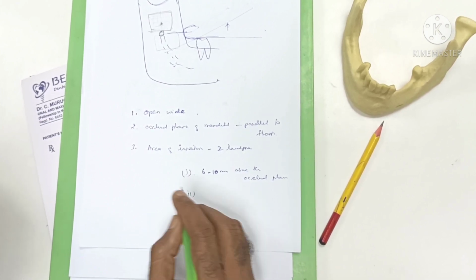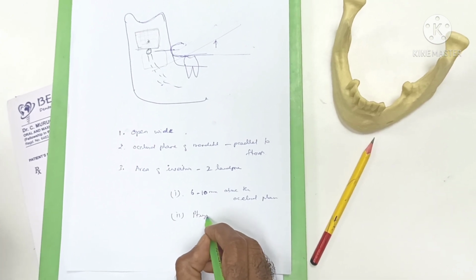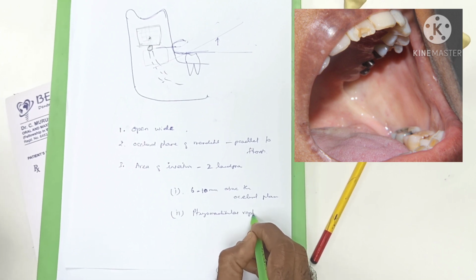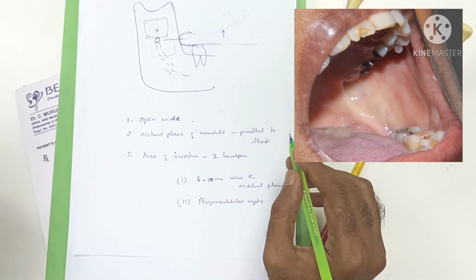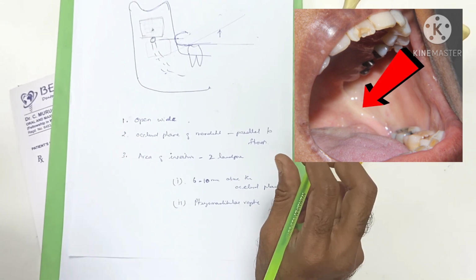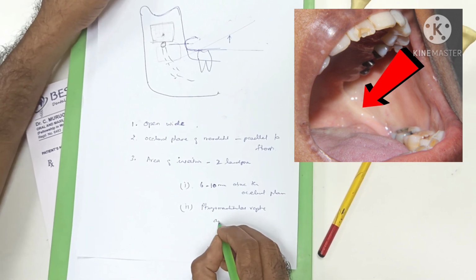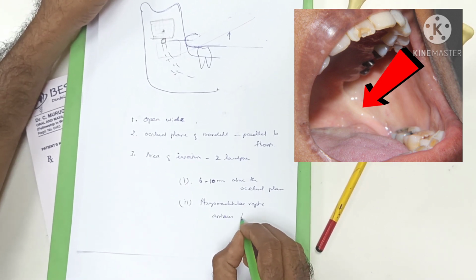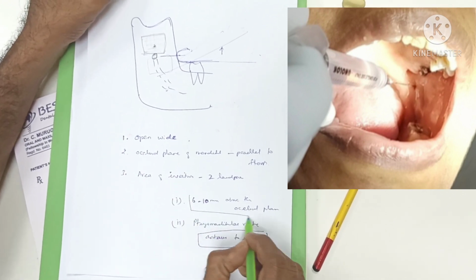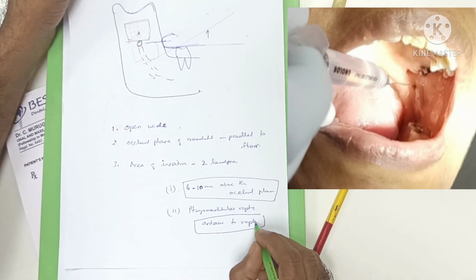The second criterion is anterior-posteriorly, how to determine that. There is something called the pterygomandibular raphe, which runs from the upper 8 region to the lower 8 region. There is a small raphe here. It is very easy to see. It is difficult to miss. Just anterior to the raphe is the second point. So the first point is 6 to 10 mm above the occlusal plane. The second point is anterior to the raphe.